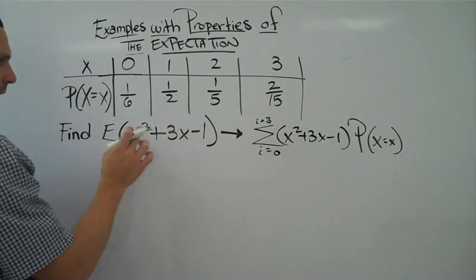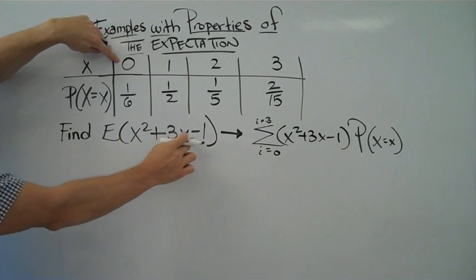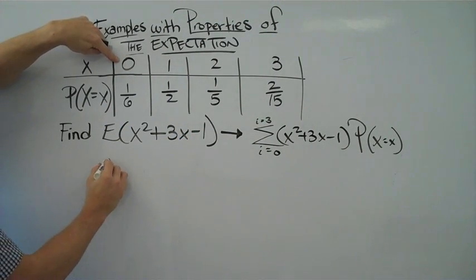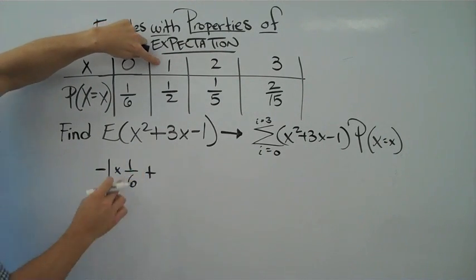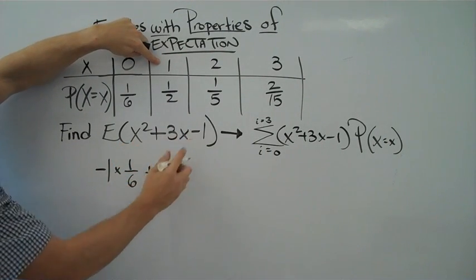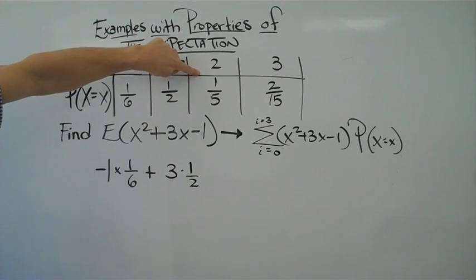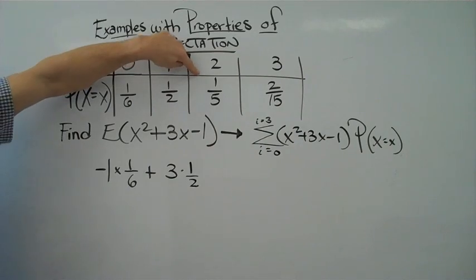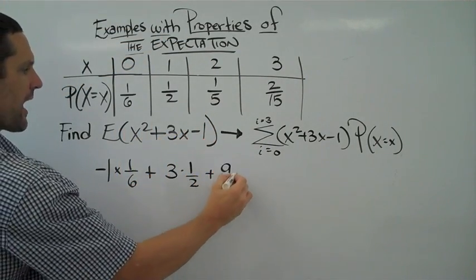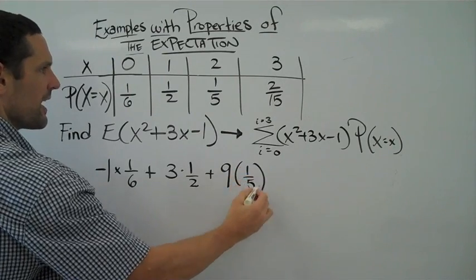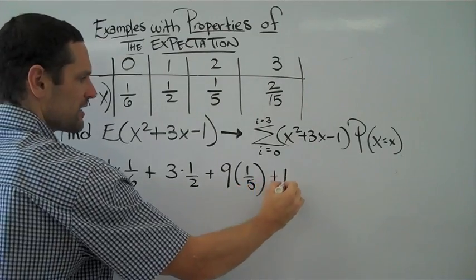So I've got to take our values and put them in this function. Let's take 0. 0 plus 0 minus 1. When I plug in a 0 there, I get minus 1 times the probability. Plus, if I put in a 1, 1 plus 3 minus 1 is 3 times the probability of 1/2. Now, if I plug in a 2, I get 2 squared plus 3 times 2 minus 1 is 9 times 1/5. Now if I plug in a 3, 3 squared plus 3 times 3 minus 1 is 17 times that same probability.